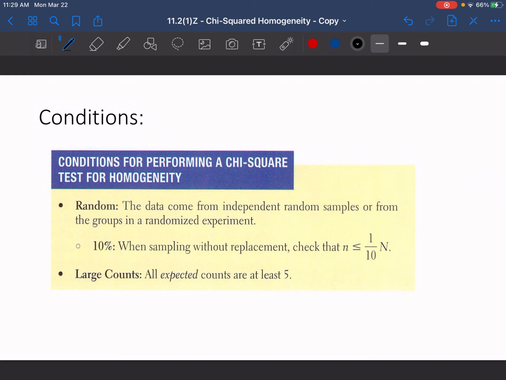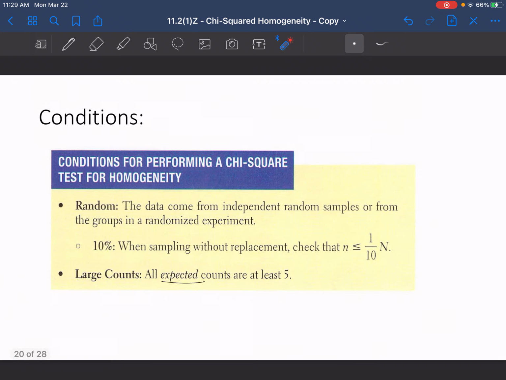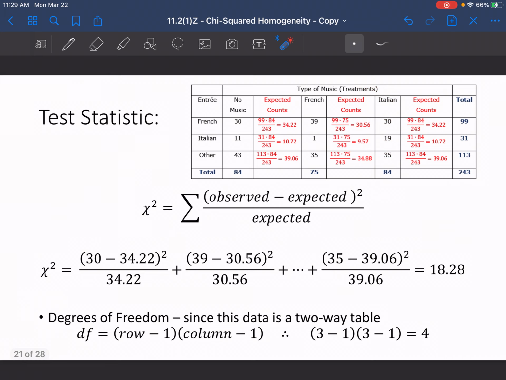And then our large counts condition must be met as well. And so all expected counts must be at least 5. So we know that when we're looking at this, 34.22 is greater than 5. All of these values that we found, our expected values, must be greater than 5 in this scenario, okay? So from there, we can then find our test statistic, or our chi-squared statistic, and then our p-value as well.